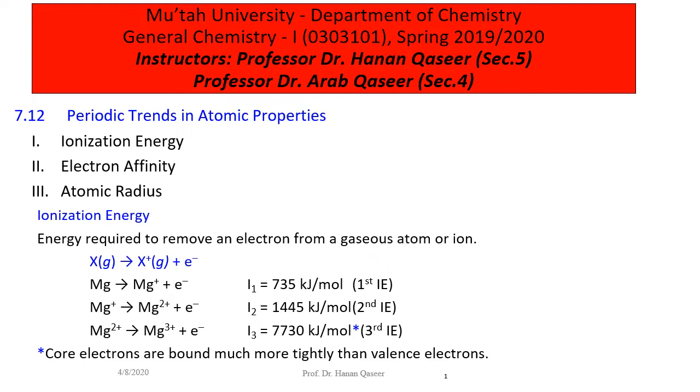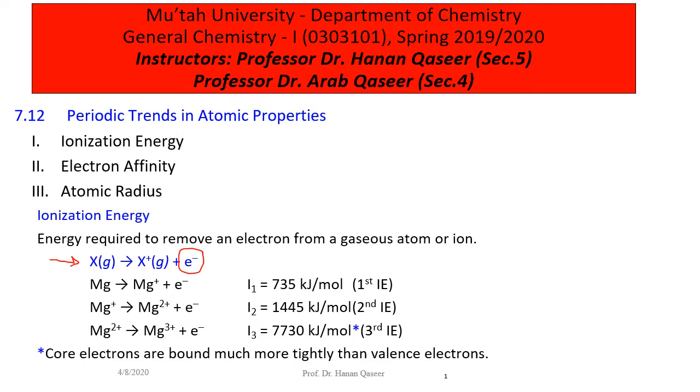First, ionization energy, which is the energy required to remove an electron from a gaseous atom or ion, as indicated in this equation. X in the gaseous state gives X plus in the gaseous state plus an electron. So here we need energy to remove this electron, a valence electron of the gaseous atom.